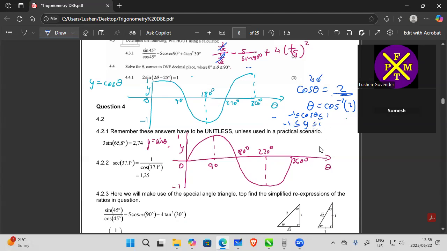I can do the exact same thing. I can say sine of theta is equal to, let's say, minus 5. Put this in the calculator. You can't solve for theta. You'll say there's no solution, and you'll say that sine of theta lies between minus 1 and 1.